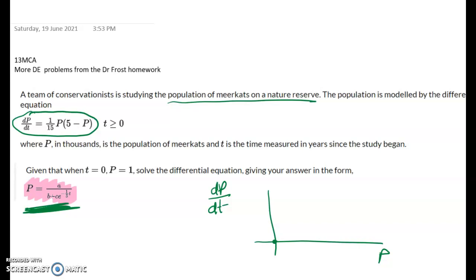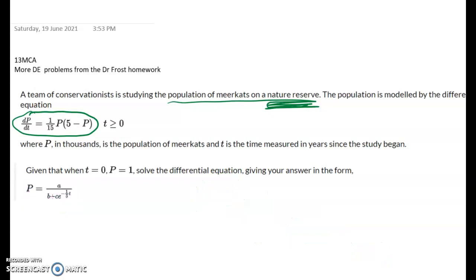But dP by dt is an upside down parabola. So you can think about what's going on in here in real life with the meerkats. What we're saying is that once the population hits 5,000, the rate of change of meerkat population starts to become negative. In other words, they start to die off faster than they're growing. And that will be to do with how much land and food is available for them. Okay, so this is a pretty common model that you'll find quite often. We're going to look at it later on in a scholarship calculus session as well.